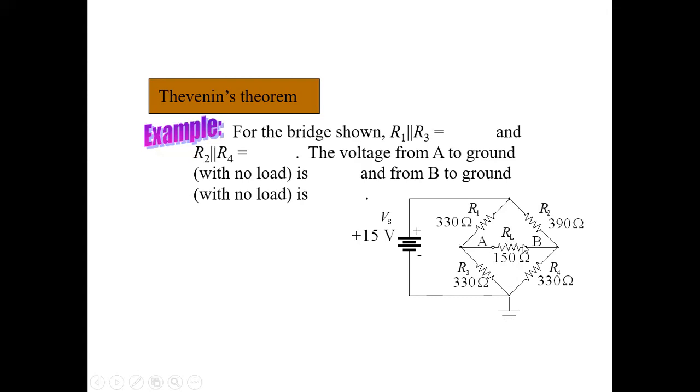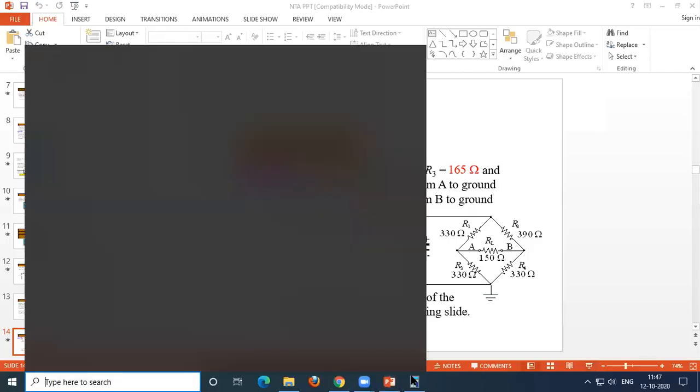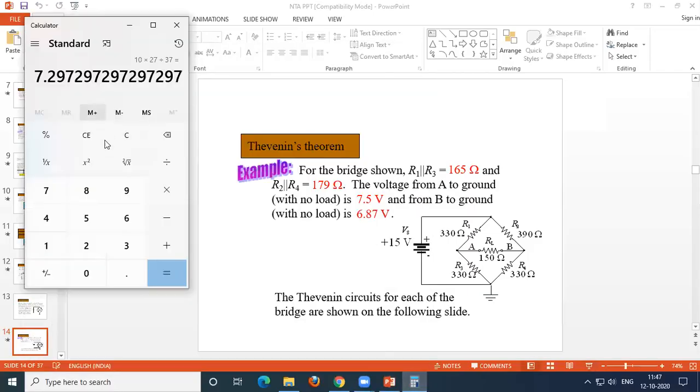So here we are removing the 150 ohm. To find out the value of R1 and R3, when we are considering the A side, R1 is in parallel with R3. So R1 in parallel with R3 means R1 into R3 divided by R1 plus R3, or by using the calculator we are also able to calculate it over here.